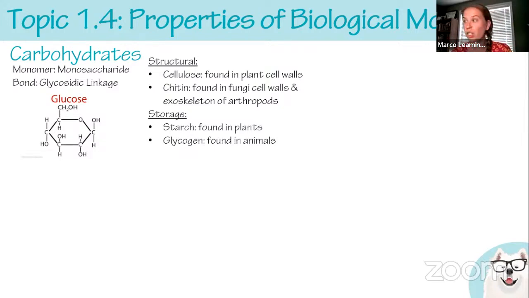We've also got storage, like starch, which we find in plants, and glycogen, which is found in animals. So you store your glucose in the form of glycogen in your liver, while plants are going to store their glucose in the form of starch. If you eat a potato, think about how the potato is just the storage for the plant. That's why they call it a starchy food.